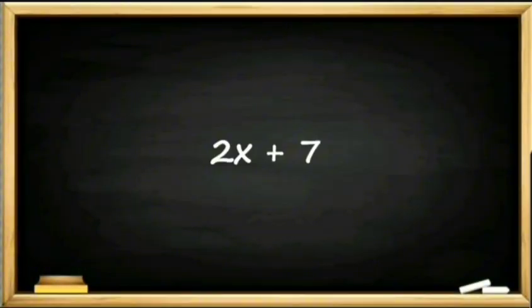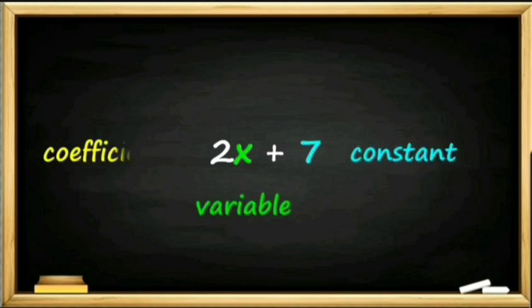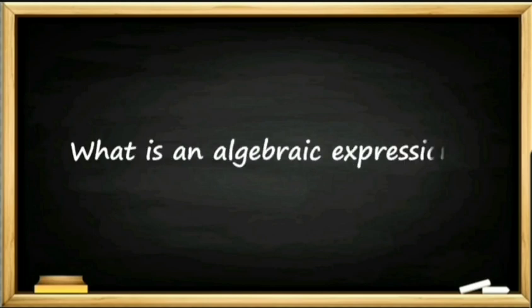In this video, we will break it down into three key parts: variables, constants, and coefficients. Don't worry, we'll make them easy to understand. But before we break it down, let's start with the big picture. What is an algebraic expression?